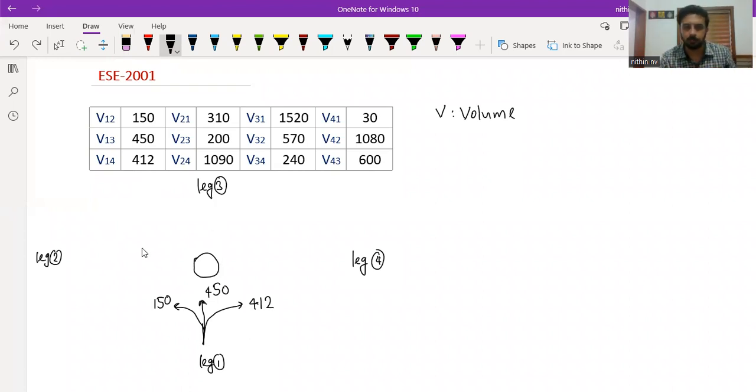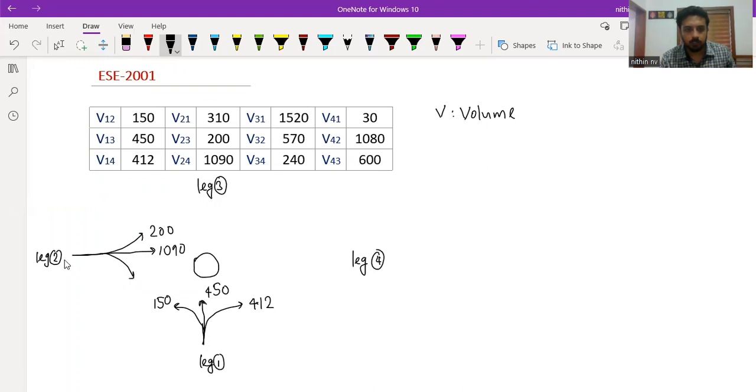That's what is mentioned there. So let me just draw that leg 2 to 3 first. How much is it? 200, right? Hope you are following. Now from leg 2 to 4, how much? 1090. Then some vehicles will be taking this direction, then coming to this direction. I'm not going to show that entire path. I'll just be drawing like this. Hope you're understanding that, right or not?